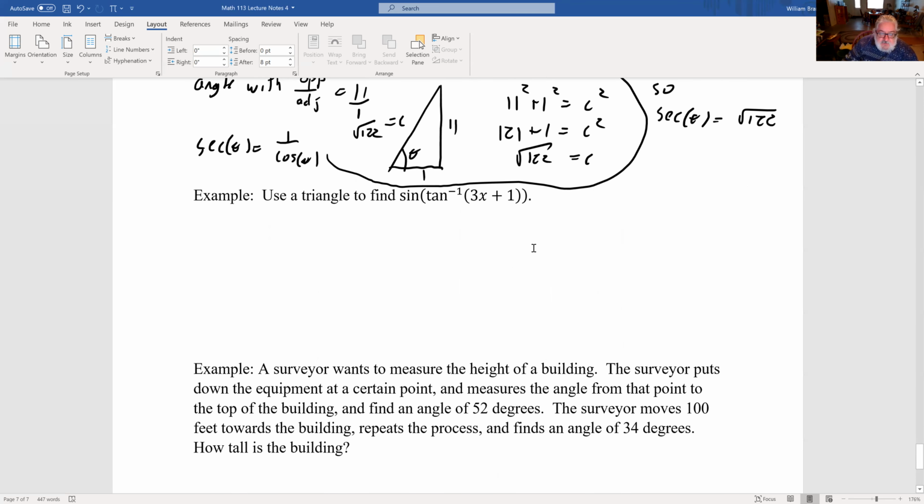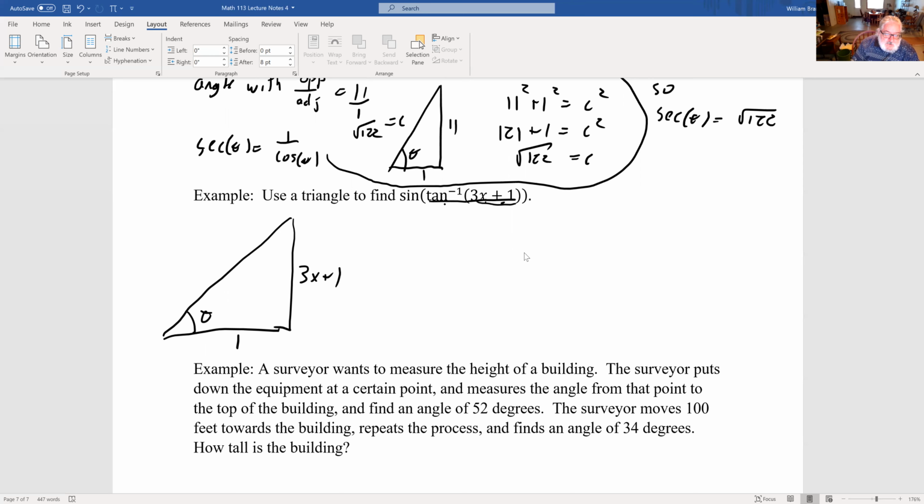Right, and we can do the same sort of thing if we have some kind of function in here. This whole thing, what's the triangle that we're looking for? The triangle has an angle whose tangent is 3x plus 1. So the way I've set up that triangle, its tangent is 3x plus 1 over 1, which equals 3x plus 1. So that's an angle. Theta is an angle whose tangent is 3x plus 1. And I want to know the sine.